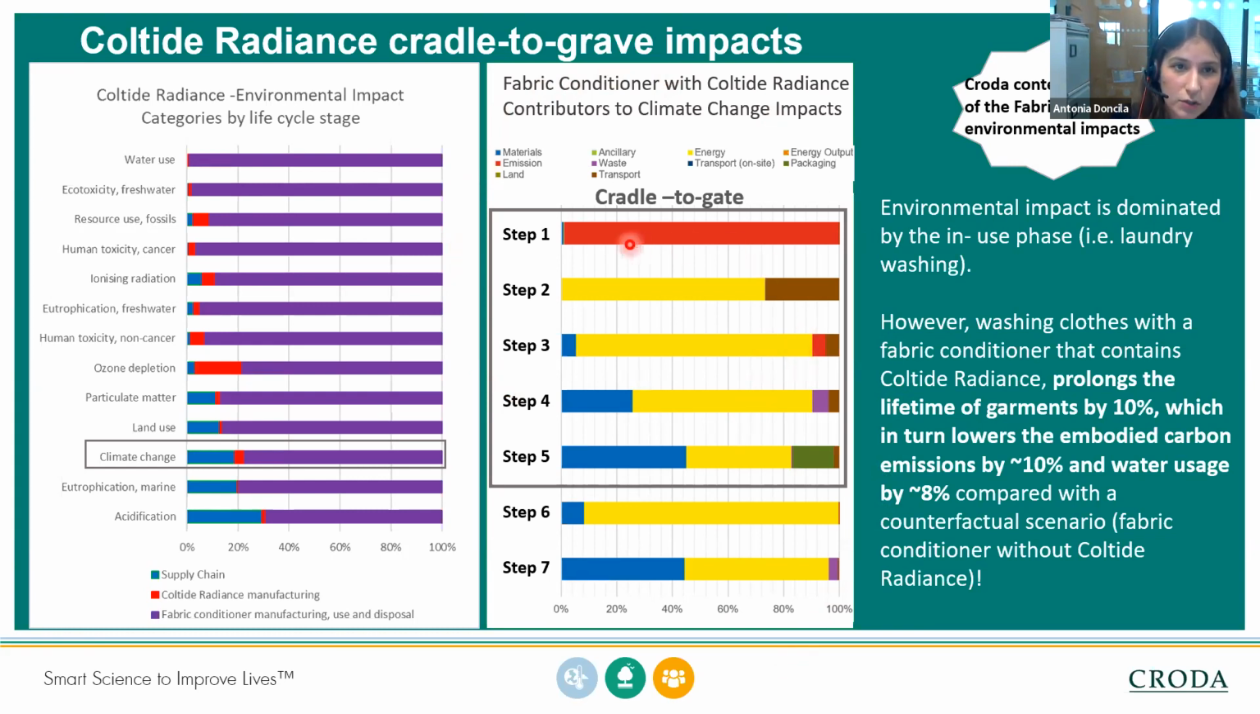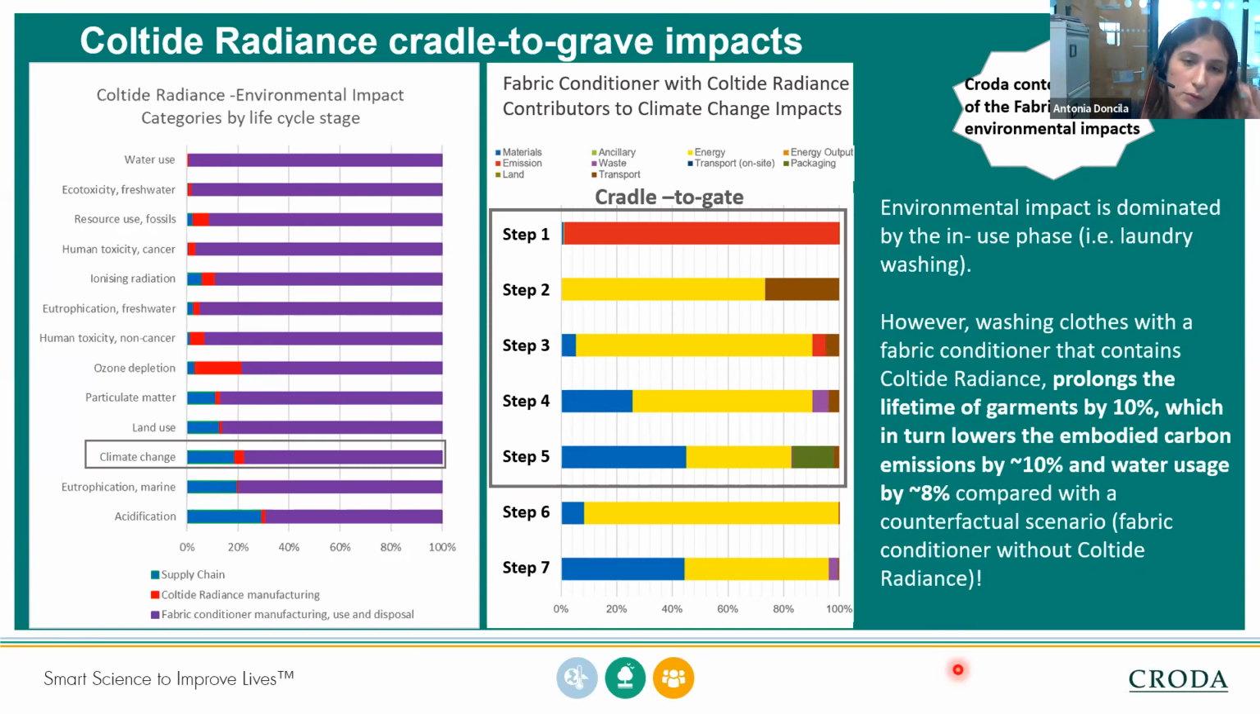So if we take a cradle to gate approach, we can assess the raw materials we use, and we can look at the manufacturing of Cold Tide Radiance to identify ways to make these steps more sustainable and thus make a difference. So as we update the LCA tool with the new manufacturing improvements, the cradle to gate perspective will allow us to quantify the environmental benefits of a more energy efficient manufacturing process, as well as using more sustainable raw materials.